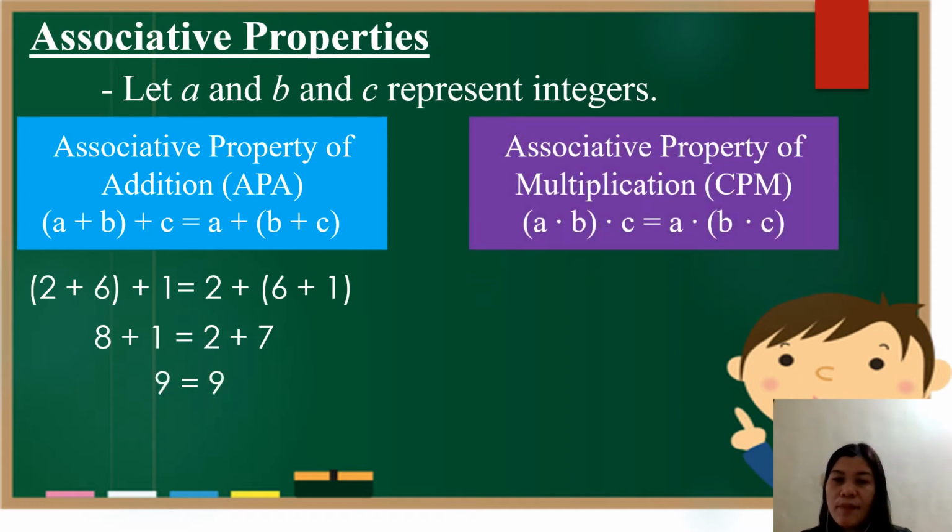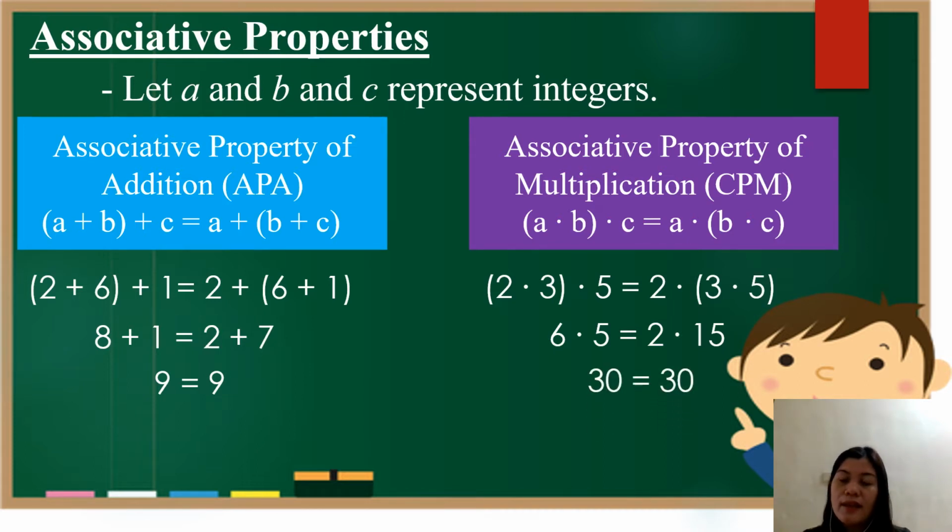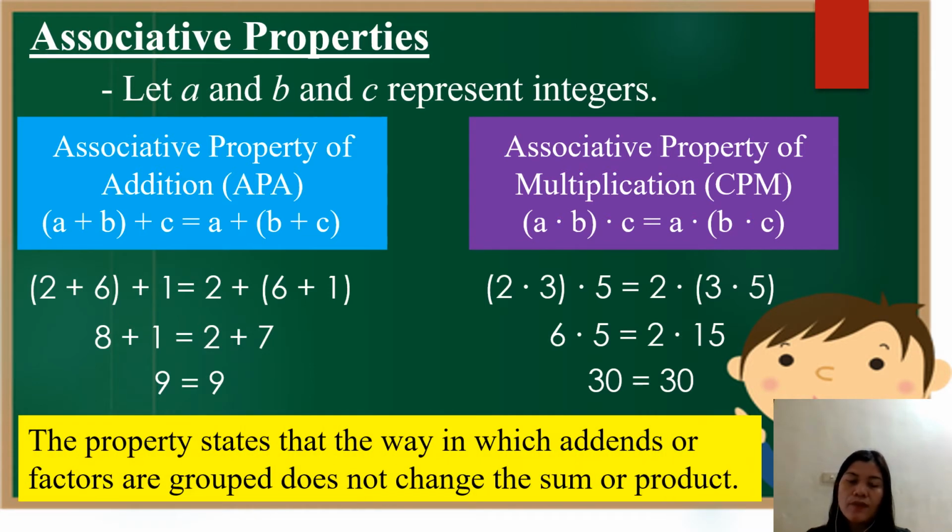Another one is the associative property of multiplication. We have (A times B) times C equals A times (B times C). So you have there (2 times 3) times 5 equals 2 times (3 times 5). So if you have 6 times 5, the same answer if you have 2 times 15. So that is 30. So that is an associative property of multiplication. The property states that the way in which addends or factors are grouped does not change the sum or product.